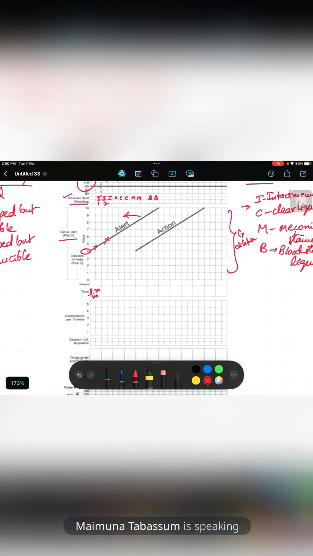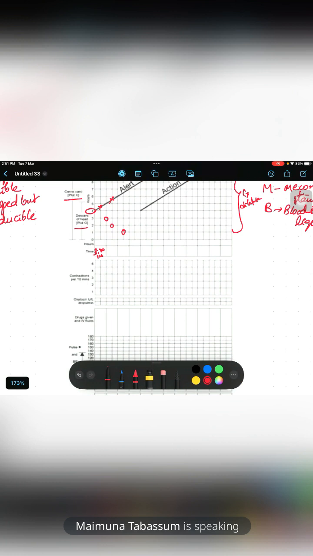Then in this area you have the descent of the head. The descent of the head you will be writing as -3, -2, -1 like that. Then you will be marking it as 0. So plotting it as 0.